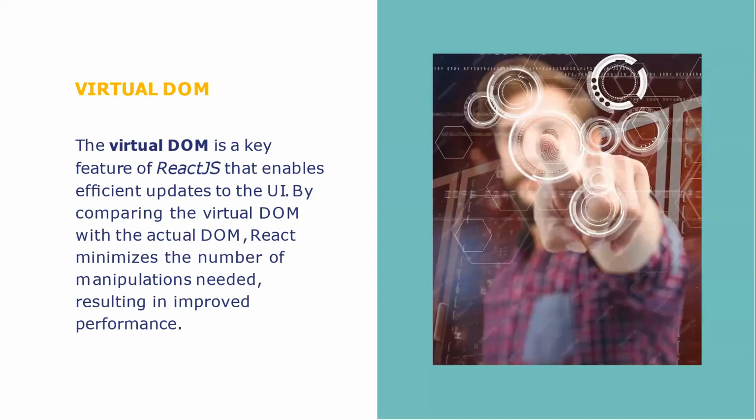Now, let us see the virtual DOM. The virtual DOM is a key feature of React.js that enables efficient updates to the UI. By comparing the virtual DOM with the actual DOM, React minimizes the number of manipulations needed, resulting in improved performance. Basically, the virtual DOM is a key feature that enables efficient updates to the UI by comparing the virtual DOM with the actual DOM.